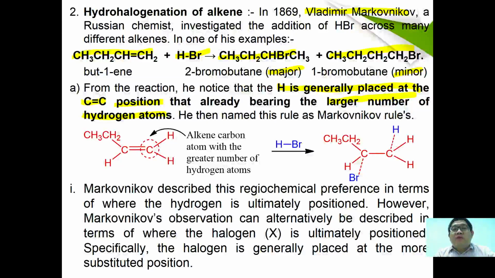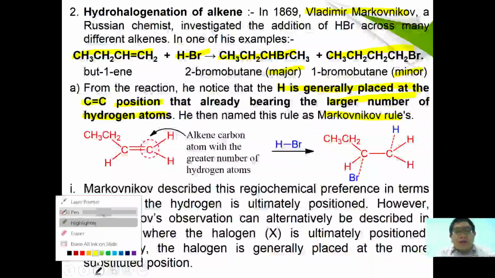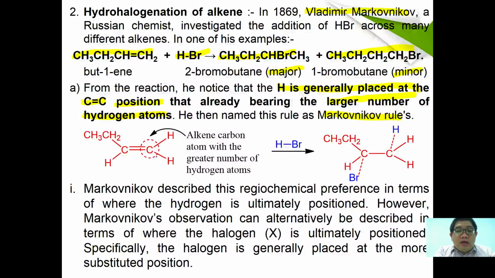So therefore, he named these rules as Markovnikov rule. If you look carefully at the number of hydrogen atoms surrounding each C double bond C, you can see that this carbon is surrounded by 2 hydrogens, while this carbon is surrounded by 1 hydrogen. So according to Markovnikov rule, if HBr were to add to the alkene, the hydrogen will go to the carbon with more hydrogens, while bromine, on the other hand, goes to the other carbon and yields this product.